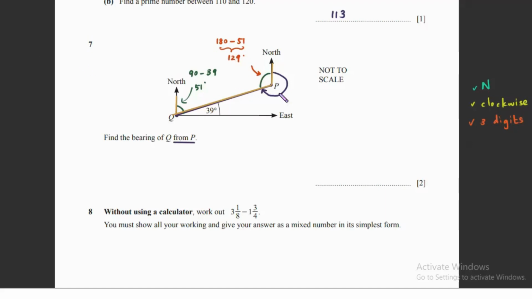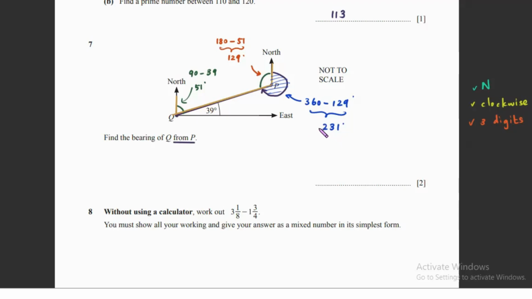Now that I know that this angle is equal to 129, I can now calculate the bearing by finding this angle here. To find this angle, around a point, the total is going to be 360. So from 360, I'm going to deduct 129. When I deduct 129 from 360, you end up getting 231 degrees. This is the bearing of Q from P. And we already have the answer in 3 digits.